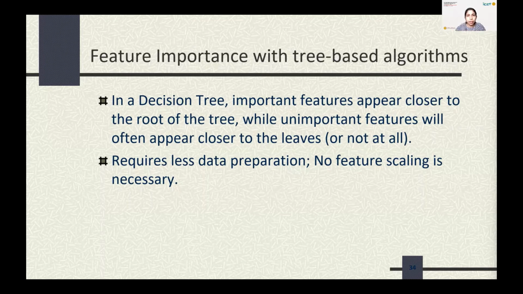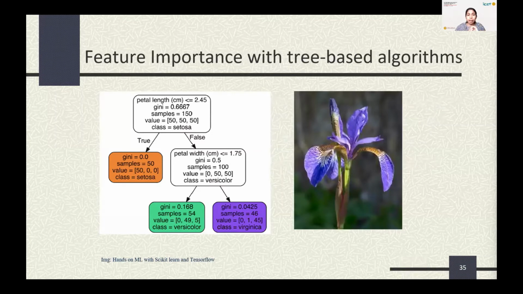The advantage with tree-based algorithms is that they require less data preparation, they're very straightforward to implement, and no feature scaling is necessary compared to the regularization-based method. Let's look at this with an example. It's the very famous problem of classifying iris flowers. And this is an example decision tree that we might end up with.